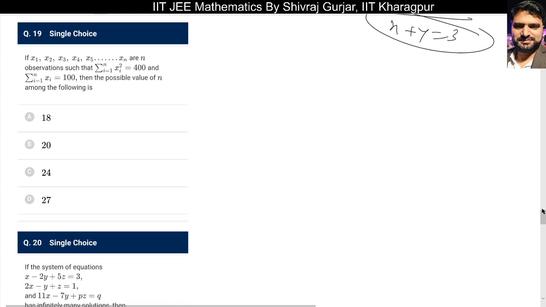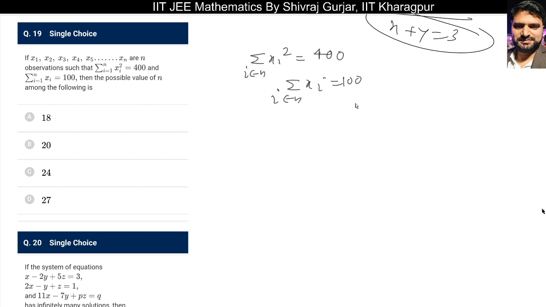So the next question is on standard deviation. So simply, x1, x2, x3, x4, up to xn are n observations such that summation of xi square, i from 1 to n, is given as 400, and summation of xi, again i from 1 to n, is given as 100. And the possible values of n among the following.